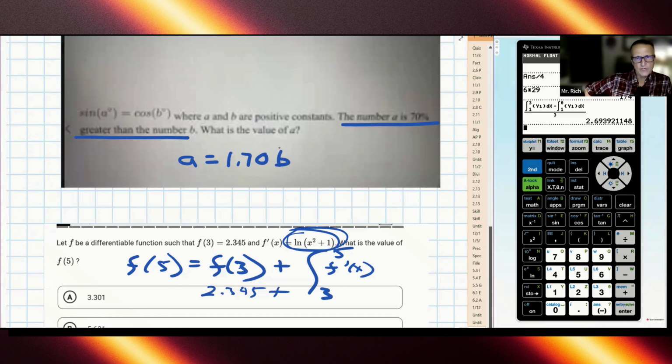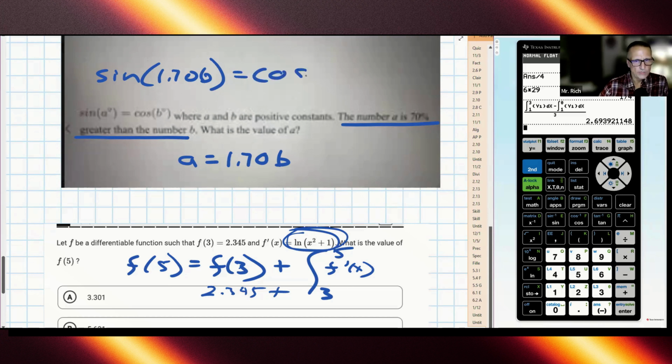So are you sure this is an SAT question? I have my doubts, but that doesn't look like an open response one, because what I would do is substitute that in and say sine of 1.70b is equal to cosine of b. Now, what would I do with that? I'd be solving for B and then I'd have to plug it back in to get the value of A. I don't know. Any ideas here? I think I'm going to have to use my calculator to graph both functions and see where they intersect one another. I can't think of another way to do that.